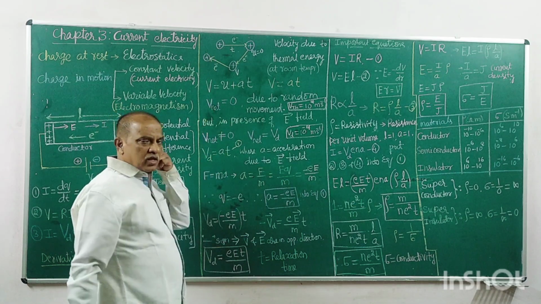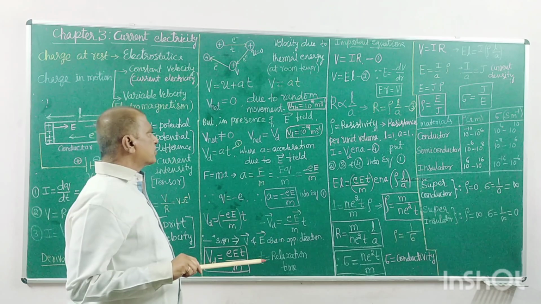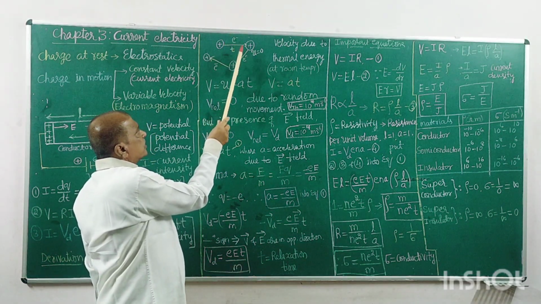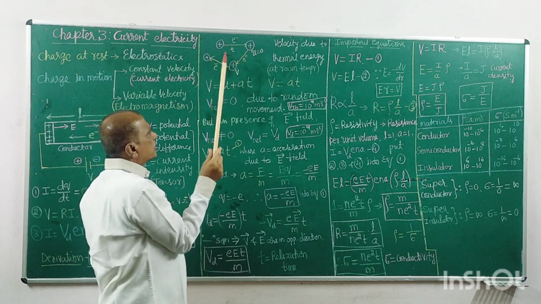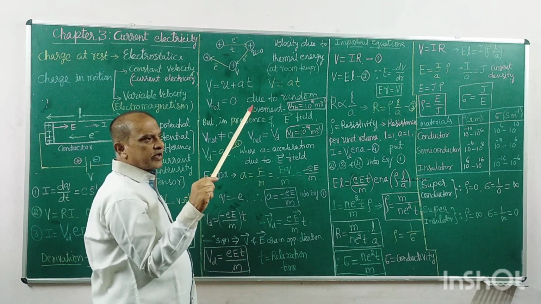Look at the direction. There is no one direction, it is a random direction. No regularity in the direction, but movement is there. Random movement. Electrons are moving randomly in all directions. So the net direction, what is that? No net direction.